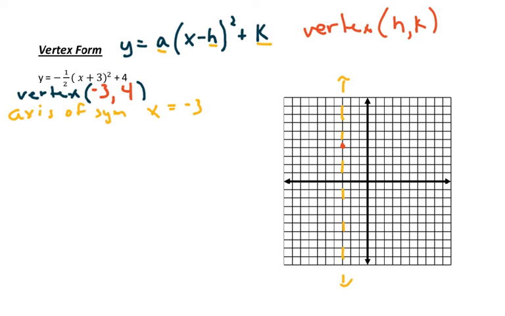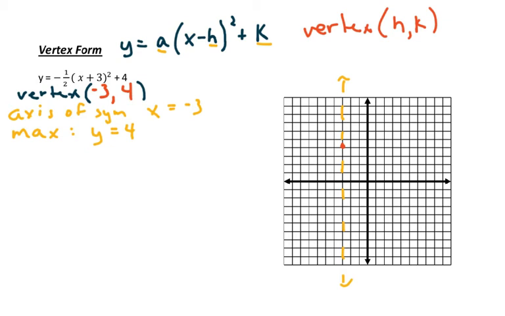Since we said we know that this thing opens downward because of the negative a value, that also means we've got a maximum value here. And remember, to find the max, all you have to know is the vertex point, and we do. It's the y value of the vertex point. So where does this thing max out? It maxes out at y equals 4.